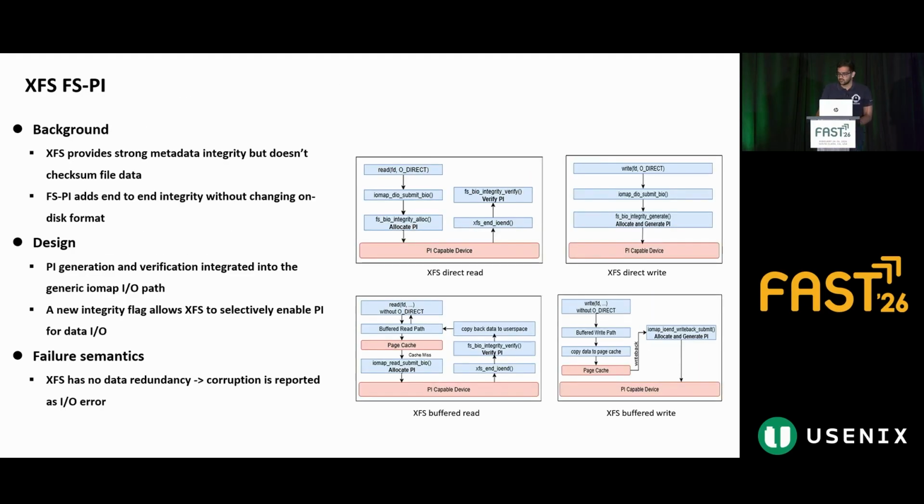Next, we choose XFS, and XFS is a bit different from BTRFS because XFS already has metadata checksumming, but it lacks data checksumming. So FSPI provides a good way of adding data checksumming to it without changing the on-disk format. PI generation and verification is added into the generic IO map path. And since XFS has no data redundancy, any corruption that gets reported is sent back as an IO error. Christoph has already sent the patches for adding XFS PI support in Linux, and I think there is a good response to that, so I think we should get it upstream soon as well.